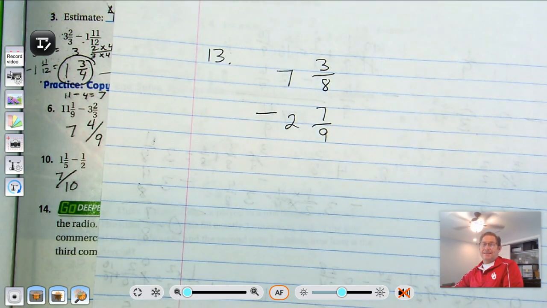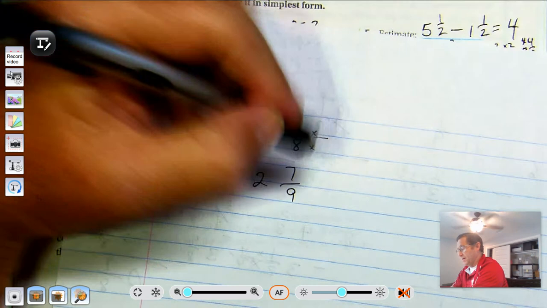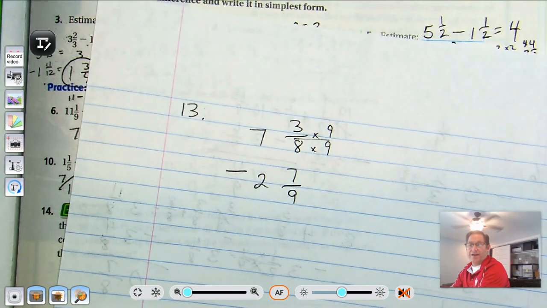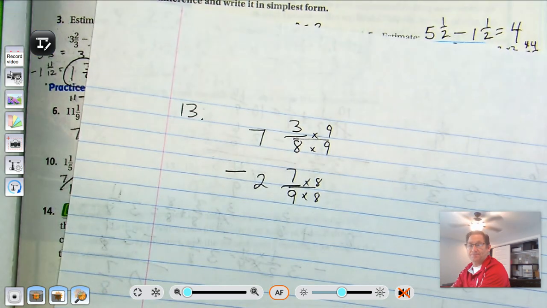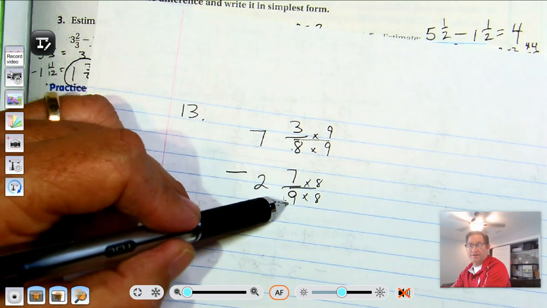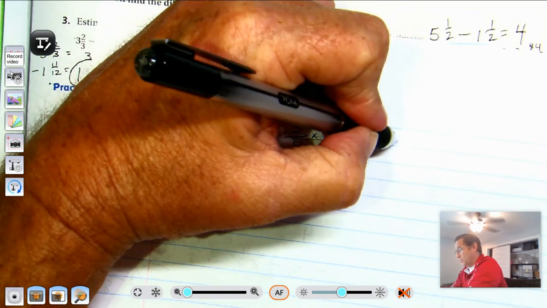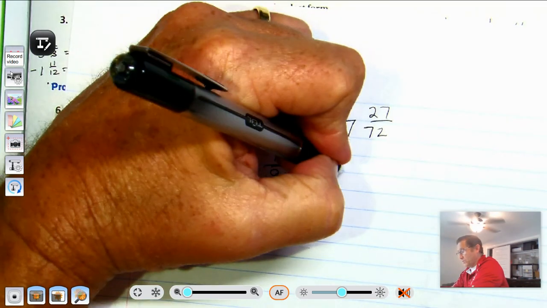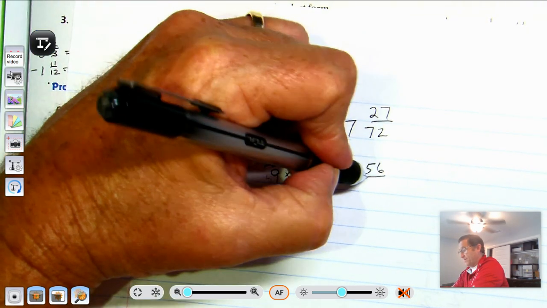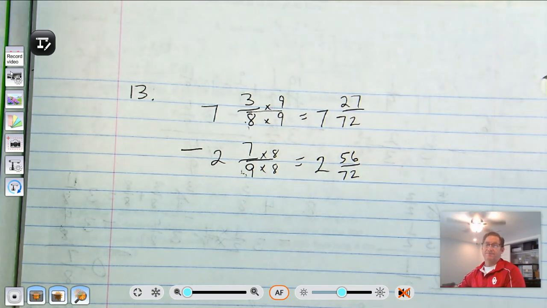So 9 and 8. Well, let's just go ahead and multiply them by the opposite denominators. So I'm going to multiply the 3/8 by 9/9. I'm going to multiply the 7/9 by 8/8. All I'm doing is multiplying the denominators to get a common denominator. 7 and 27/72 minus 2 and 56/72. I can't take 56 from 27.